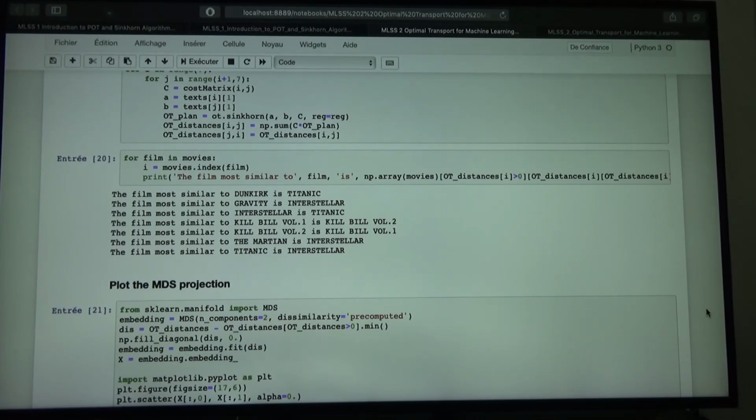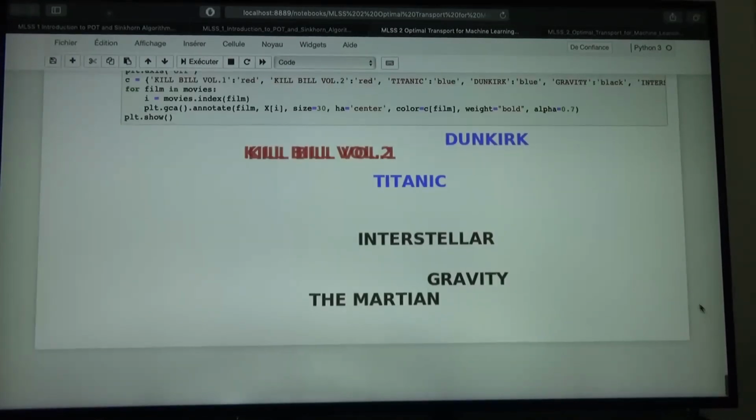And in order to show this clustering visually, we can do a multi-dimensional scaling projection in 2D. So we have this 7 by 7 distance matrix, right? And we're just going to embed this distance matrix in 2 dimensions using multi-dimensional scaling. And by doing so, what we get is something like that. So we see that the 2 Kill Bills are almost matched together. So really we get the fact that those 2 movies are very similar. Basically they're the same movie, right?